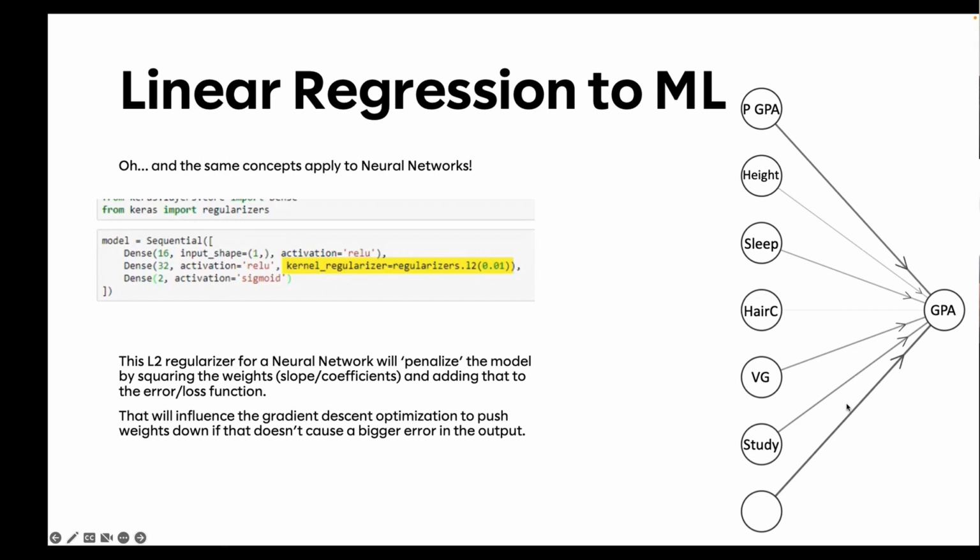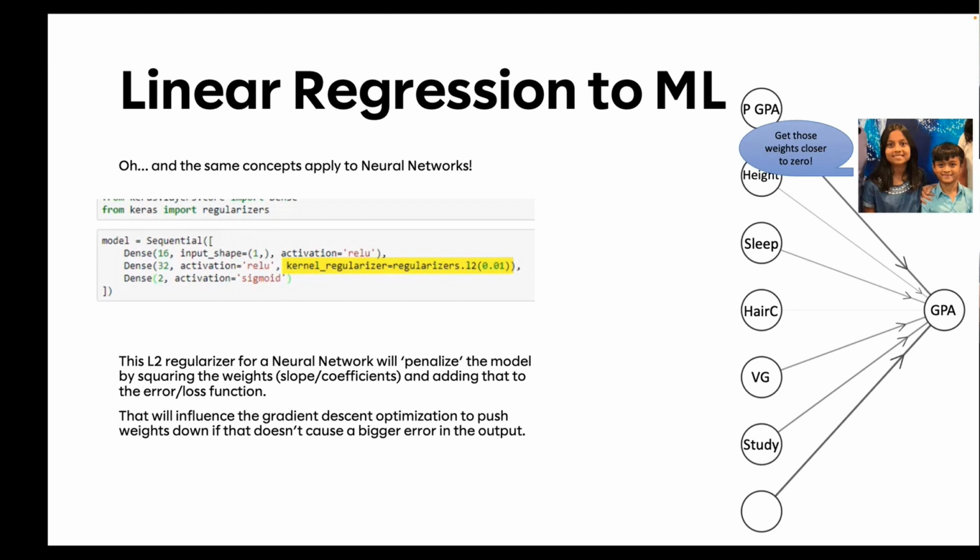So of course, you might think, well, if you penalize it, won't it get down to 0 and you're going to get rid of all these things that you might need? So what the gradient descent will try to do is push those weights further and further down until it realizes that the overall error is going up. So then it tries to find that happy medium during the training process. Yep, get those weights closer to 0.